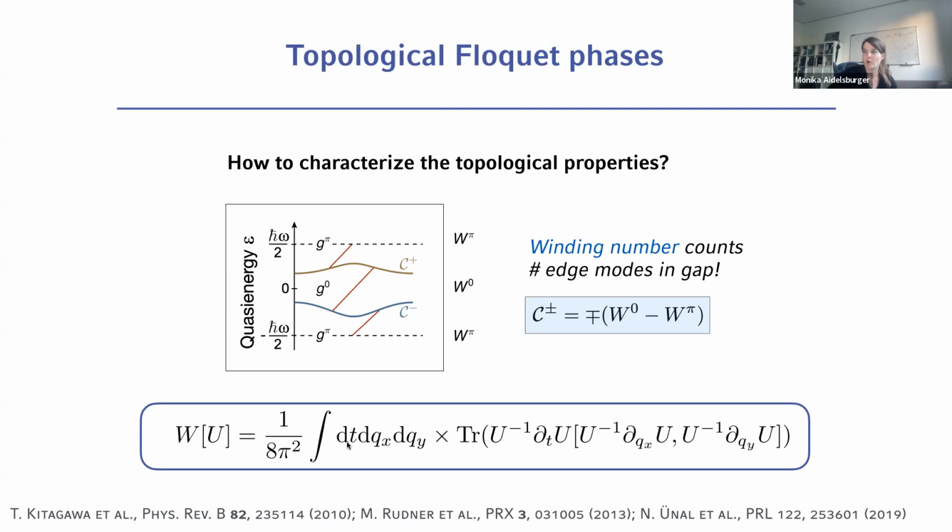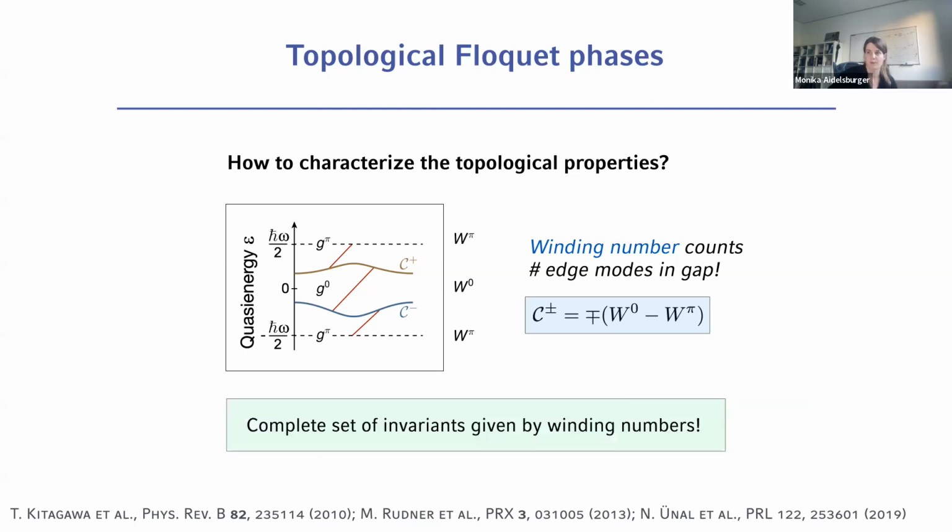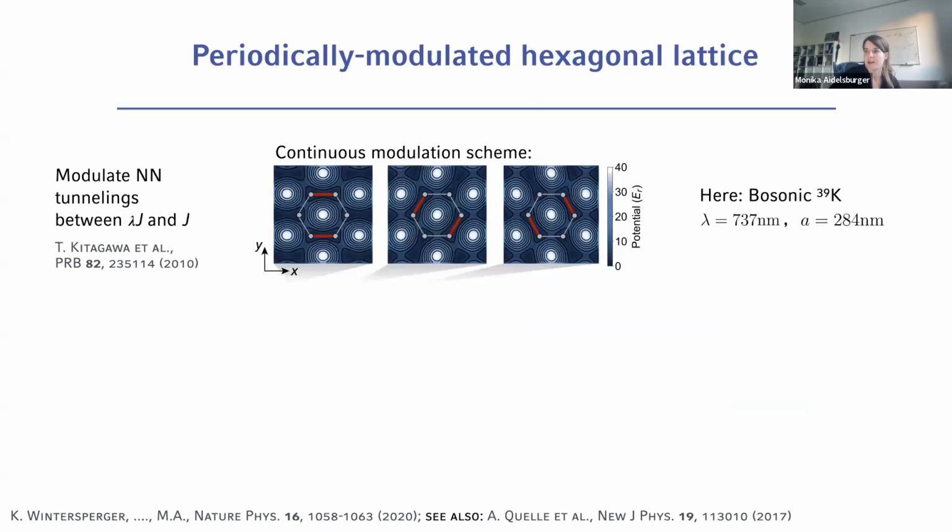Okay, so how can we actually get any access to these physics in our cold atom experiments? And so first I need to tell you how we actually make such a hexagonal lattice, and what type of modulation scheme we implement. So of course, one thing to do would be this current modulation that I've shown you in the beginning, but there's actually another way of doing it.